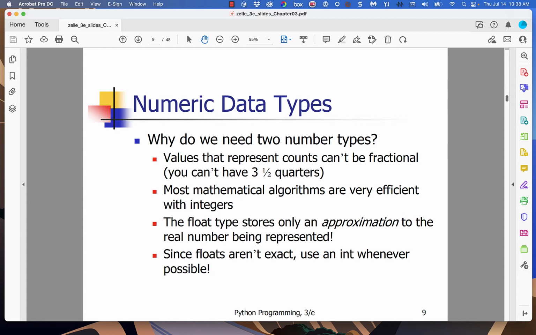So if we have a value that we're keeping that is always going to be in whole units, well, let's represent it with an int, okay? It's going to be less troublesome in terms of approximation errors, and it's also going to lead to faster computation when we use it in formulas. Okay.